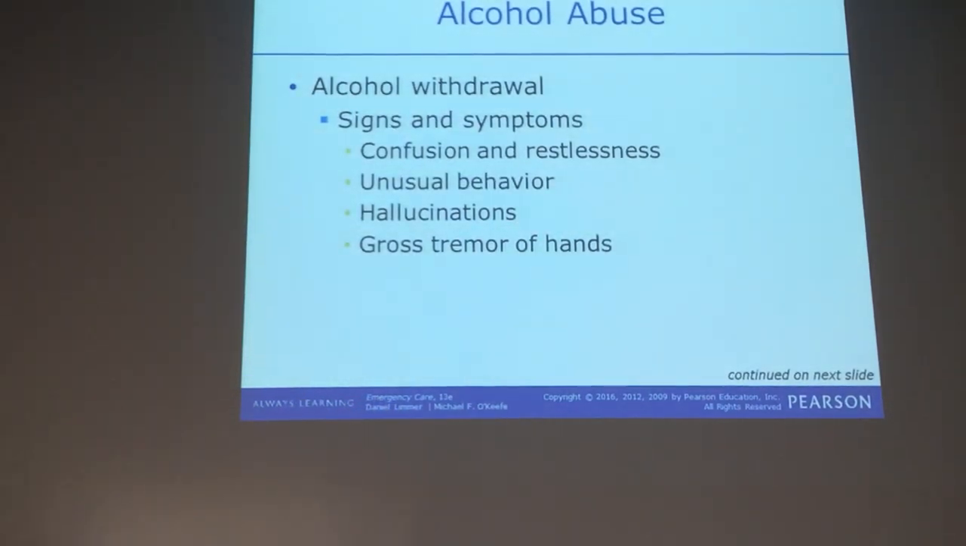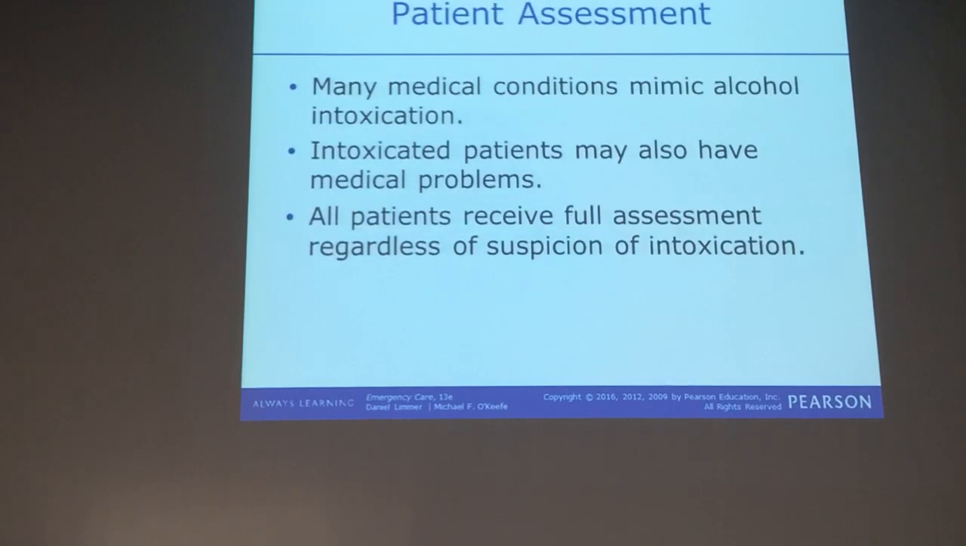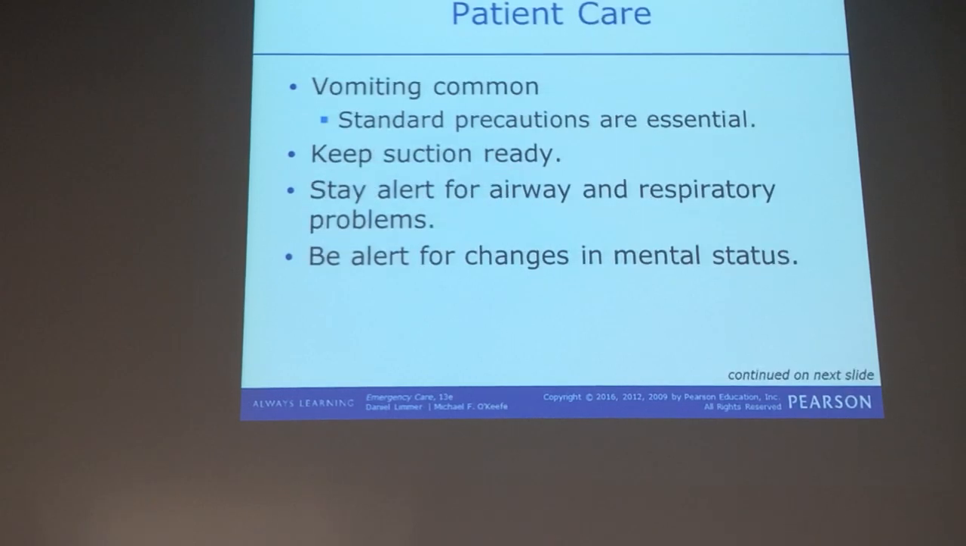So, you're going to see confusion, restlessness, unusual behavior, hallucinations, and gross tremors in the hands. They may have profuse sweating, seizures, hypertension, and tachycardia. Once again, on assessing them, it may mimic alcohol intoxication, but they may tell you they haven't drank in days. Intoxicated patients may also have medical problems, like we talked about. We've got to do a full assessment no matter what, right? What if they were drunk and they fell and hit their head, and they're not confused because they're drunk, they're confused because they fell and hit their head and they have a brain injury? So we've got to do a full assessment to try to determine what's going on.